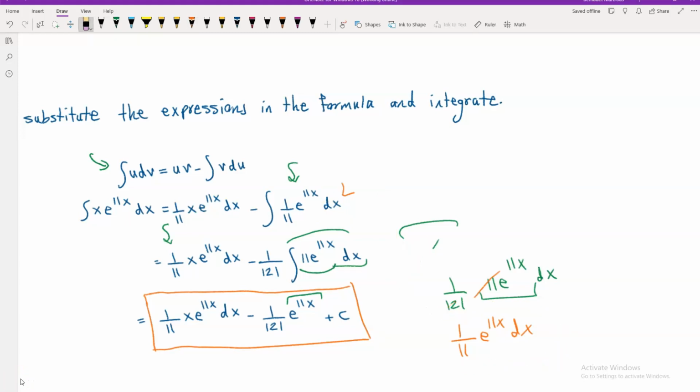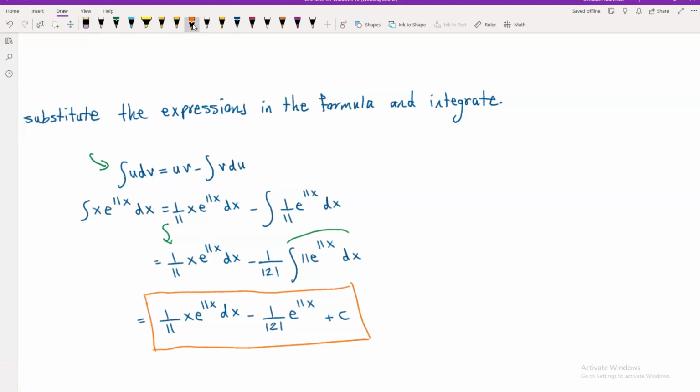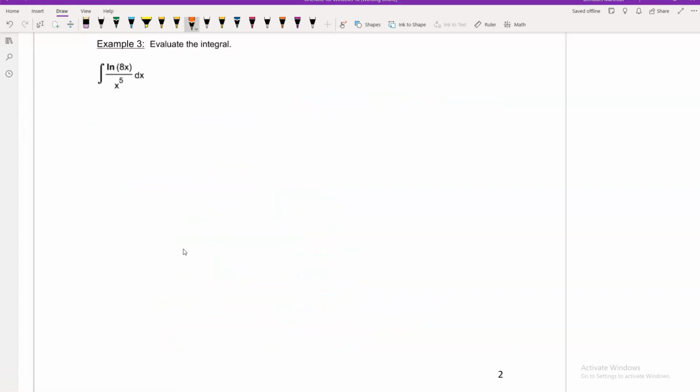I'm going to erase these. So our final answer is rewriting what we had here, minus 1 over 121 times the integral of 11e to the power 11x times dx. That is equal to negative 1 over 121 times e to the power 11x, and then adding a constant. So here is our final answer for this part.